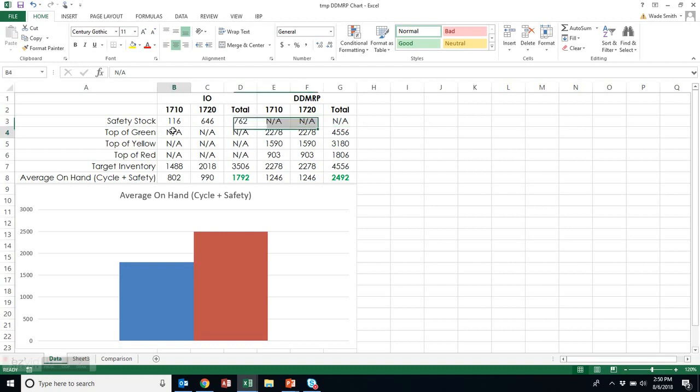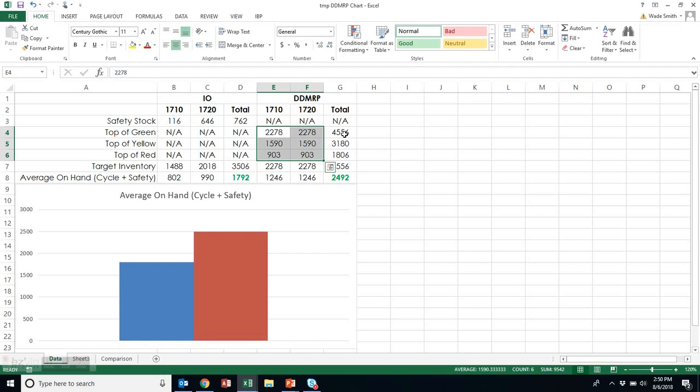And the same thing goes for IO: the top of green, yellow, and red are not applicable, but I've just copied over the values for DDMRP. You can see that they're identical to each other, and we'll talk more about this in a second, but it's because the two locations are decoupled from each other, so they share the same inventory levels and the same inputs. So 2278 is top of green, 1590 top of yellow, 903 top of red, and the totals are over there in the next column.